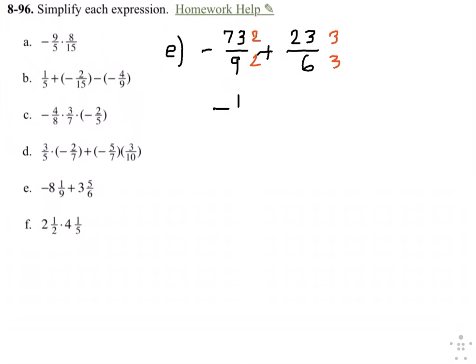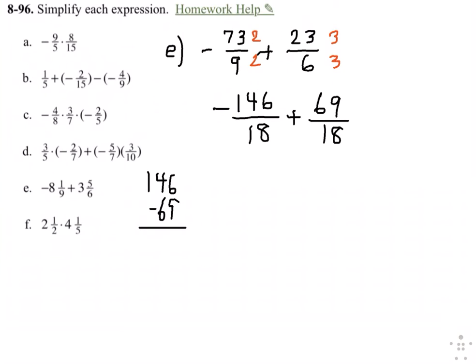So I get negative 146 over 18 plus 23 times 3 is 69 18ths, right? So now I have negative 146 and 69. If you can't do that in your head, then just go over to the side, 146 minus 69. And 16 minus 9 is 7, 13 minus 6 is 7. So this is negative 77 18ths in simplified form, right?